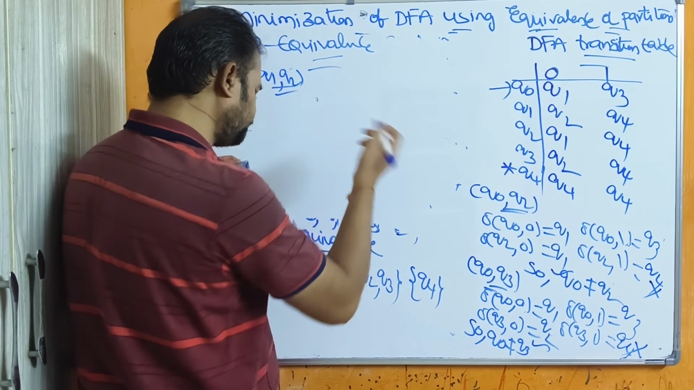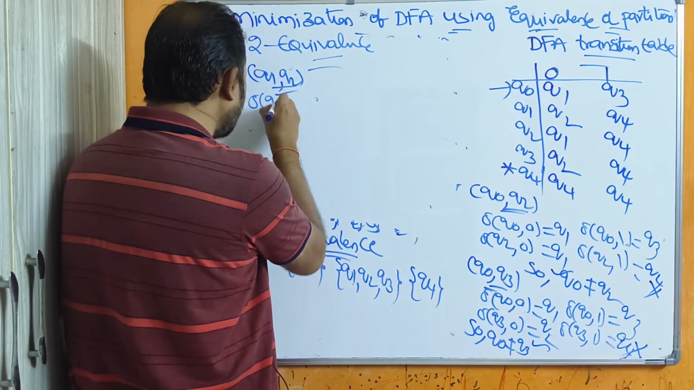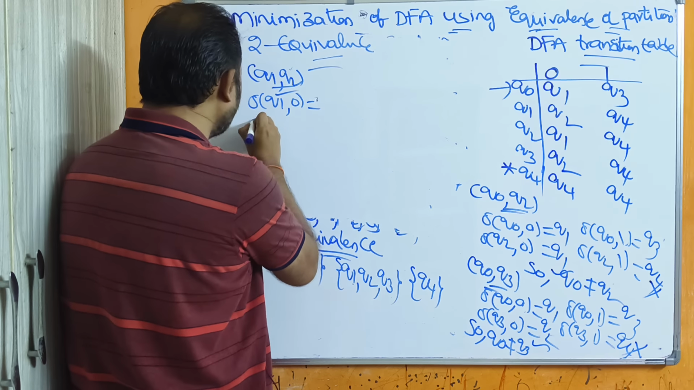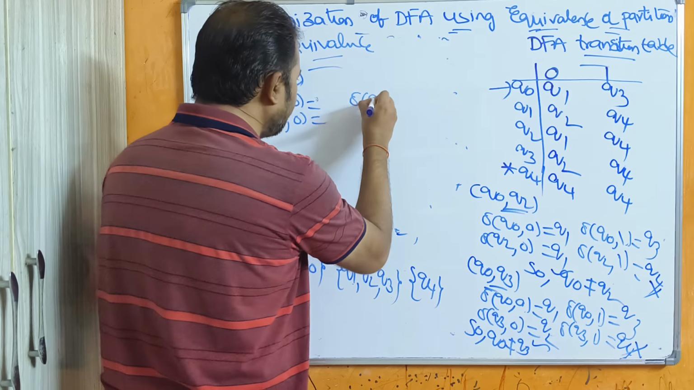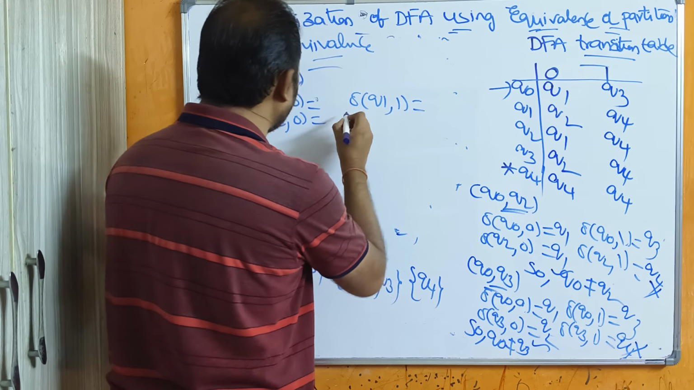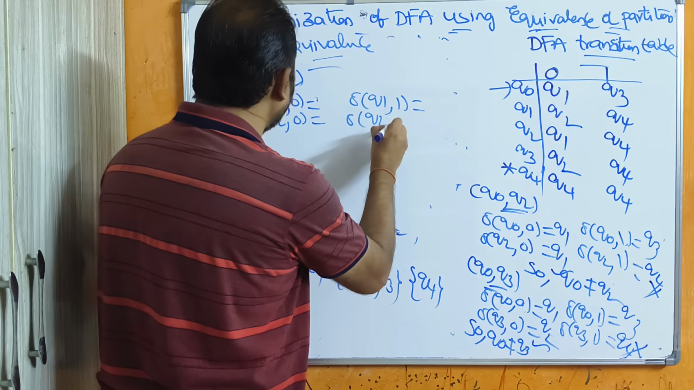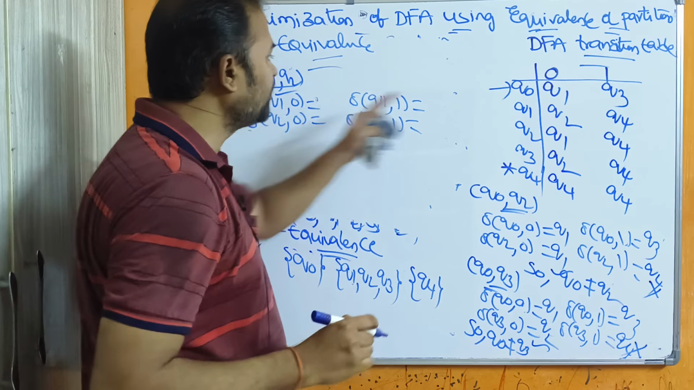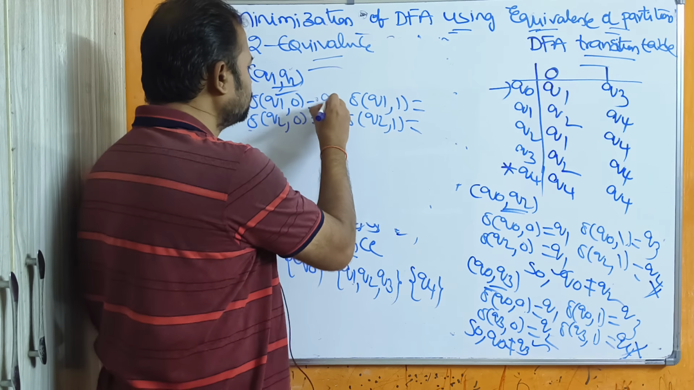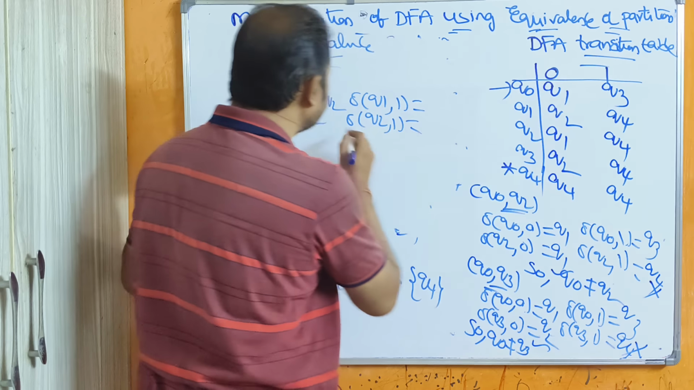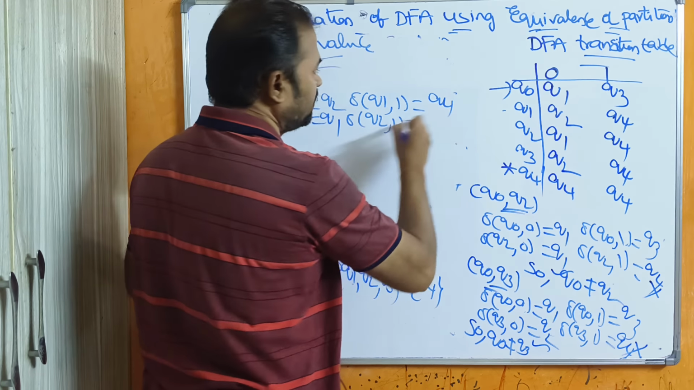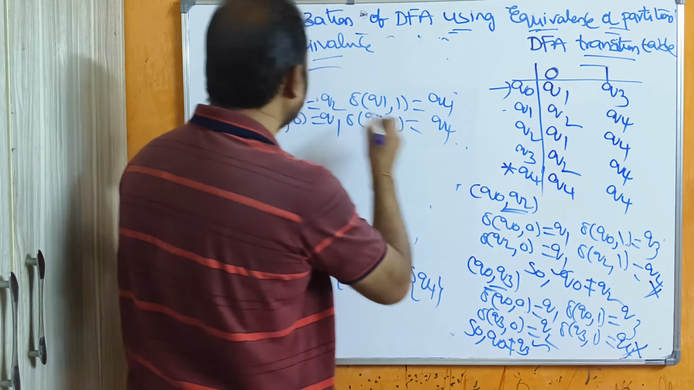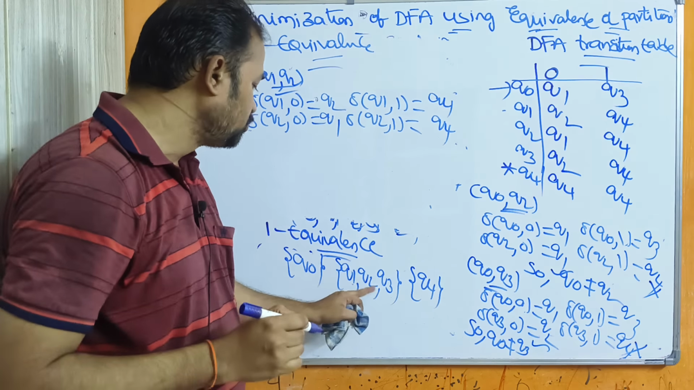Q1 with Q2. So delta of Q1 comma 0 is equal to delta of Q2 comma 0 equal to, next delta of Q1 comma 1 equal to delta of Q2 comma 1 equal to. So Q1 on 0 means Q2. Q2 on 0 means Q1. Q1 on 1, Q4. Q2 on 1, Q4. So Q2, Q1 and Q2, Q1.